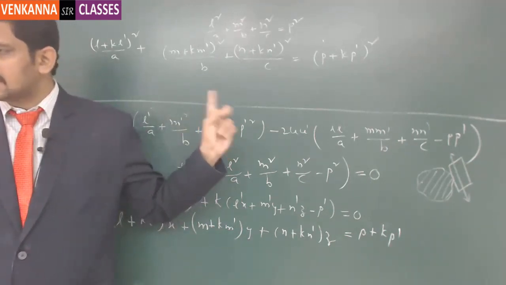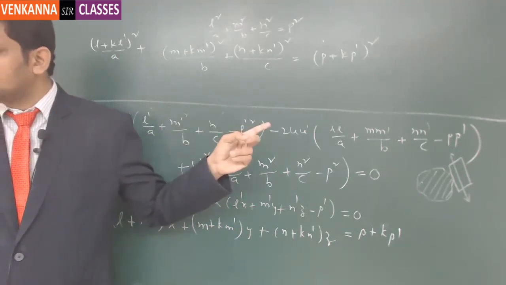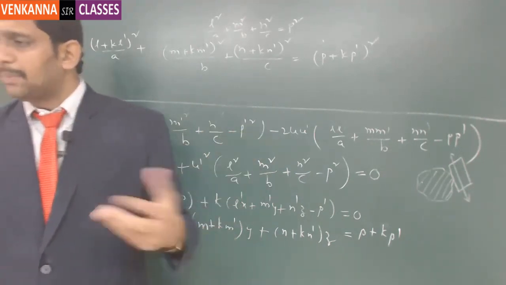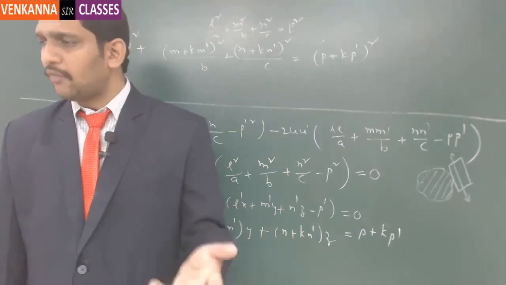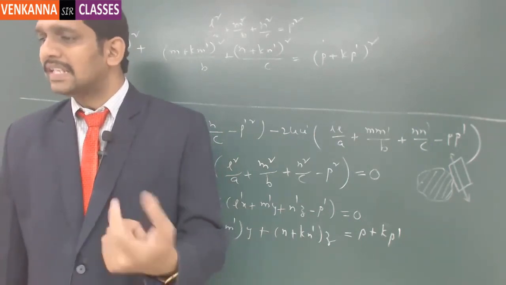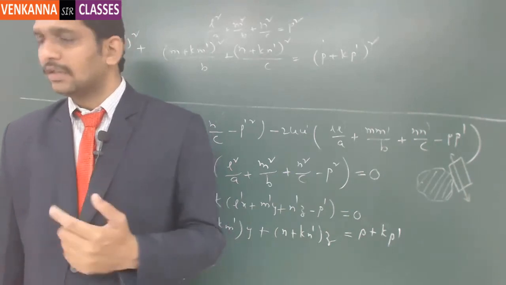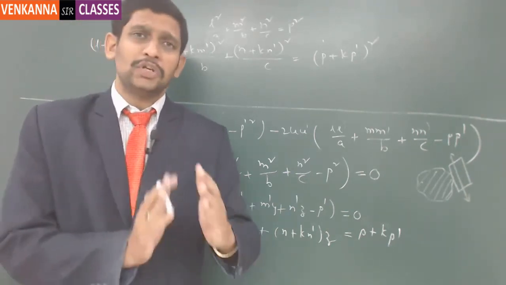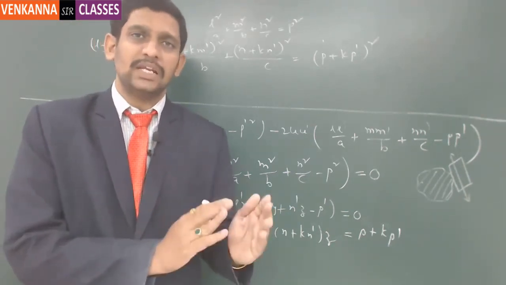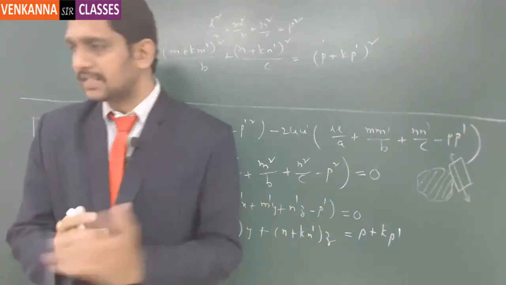Lx plus My plus Nz equal to P. So by default, the plane equation is considered in the normal form, where it is given like that. L, M, N are the DCs, P is nothing but the distance. So there is no need to give that specifically where P stands for the distance.